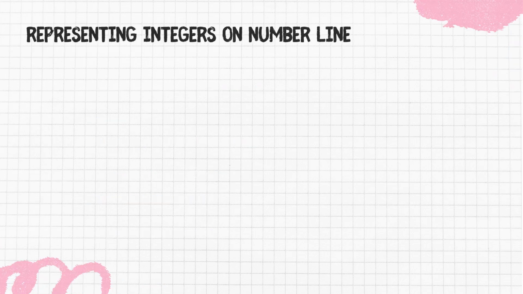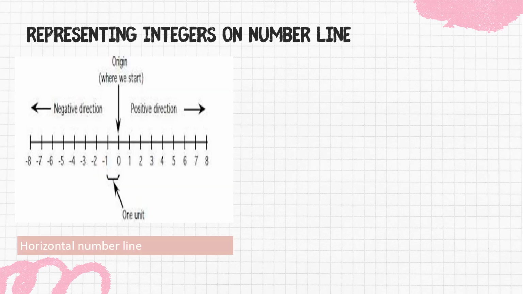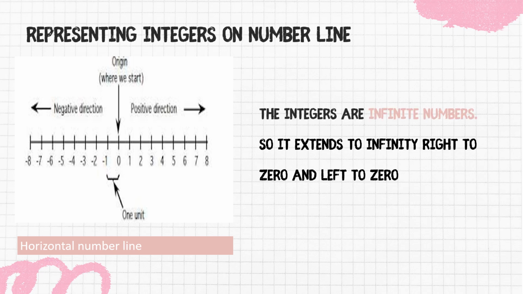Let's go to the new topic: representing integers on a number line. How to do it? We have a horizontal number line where the number 0 is the origin. The positive direction is to the right of the 0. The negative direction is to the left of the 0. The integers are infinite, so the line extends to infinity, right of 0 and left of 0.